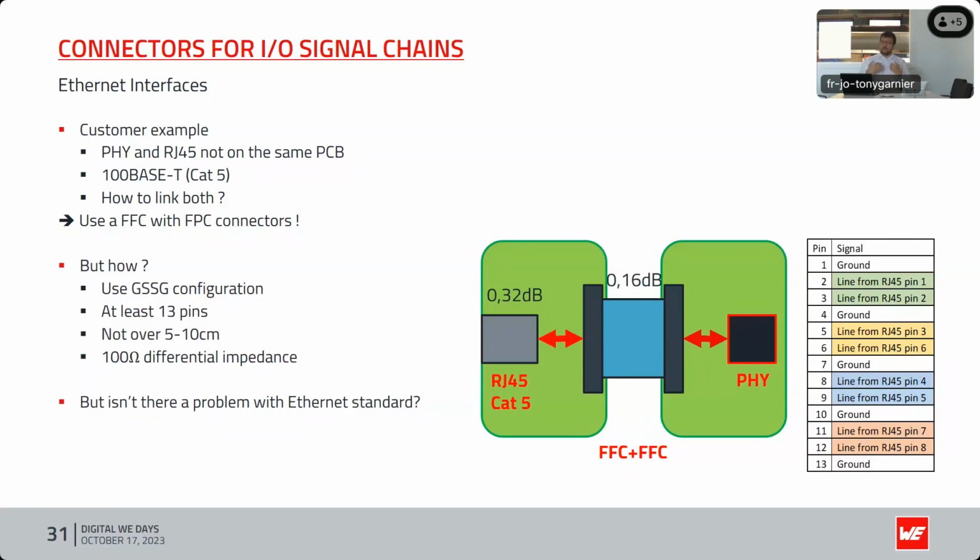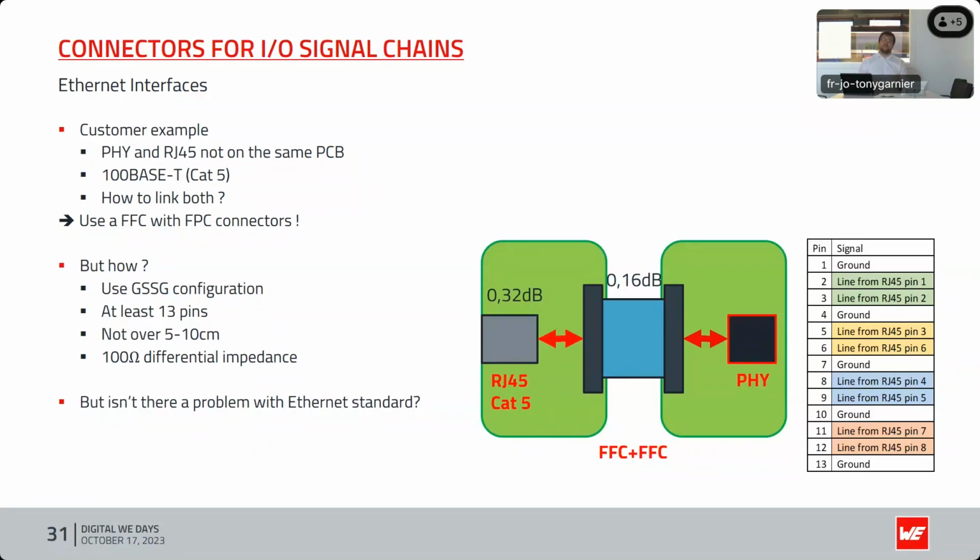So he used a GSSG configuration because that's the same configuration as the signal from the MDI. He has to use at least 13 pins, not over 5 to 10 centimeters, and 100 ohm differential impedance. But isn't there a problem with the Ethernet standard? Because you are adding around 0.16 decibel of losses with that FFC and FPC. It's something that we measured. The FFC and FPC adds 0.16 dB.